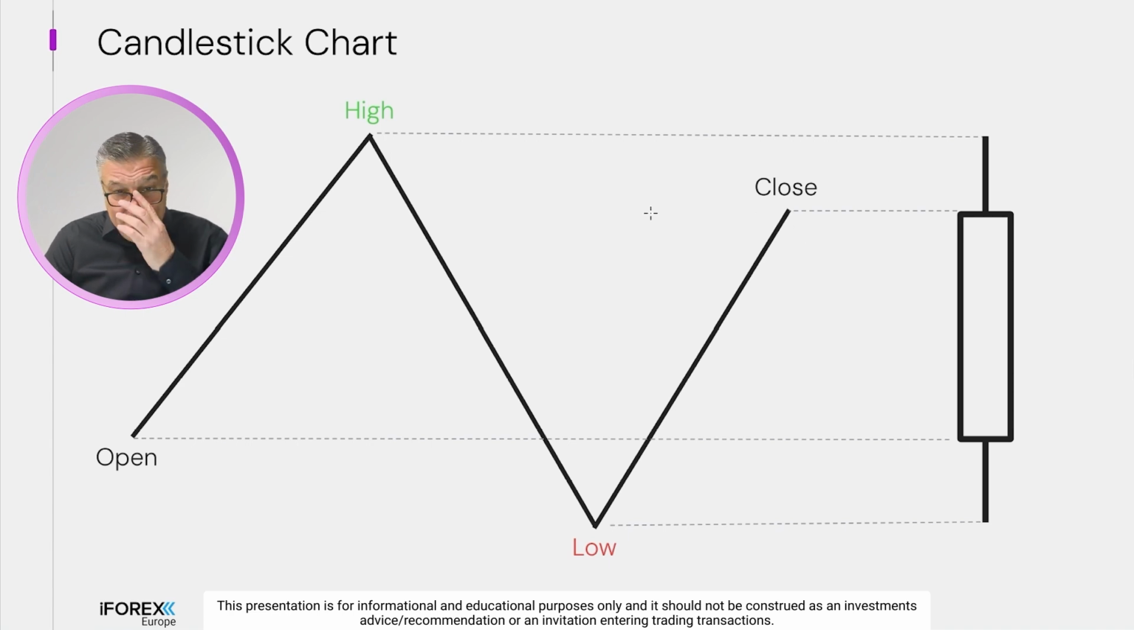So if we draw the candlestick, then we have of course a white candlestick, since the close price is higher than the open price. High price and low price are pretty straightforward, right?